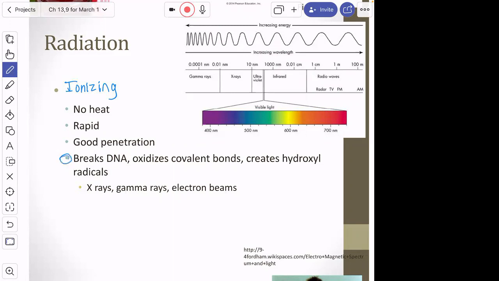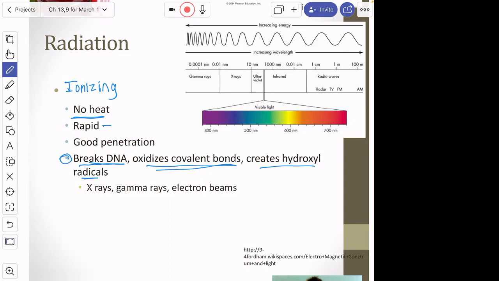And in the process, we talked about how it can break even both strands of DNA, oxidizing covalent bonds, and creates hydroxyl radicals. So remember, hydroxyl radicals are one of those toxic forms of oxygen. It can just cause a lot of cellular damage, and again, pulling electrons off of other molecules. So when you use radiation, this is not using any heat, right? These are just, remember, short wavelengths of light. We'll talk about the different kinds of ionizing radiation in a second.